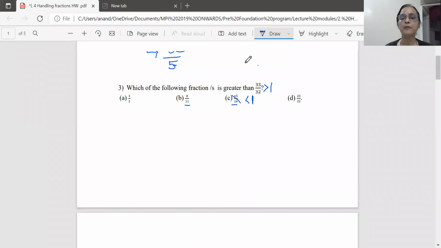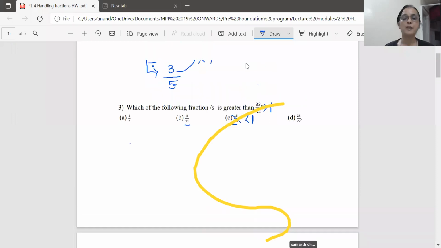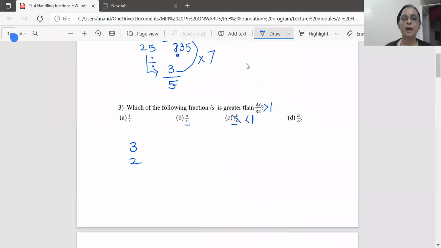Now, if I look at these remaining fractions, 3 upon 2. I write all the three fractions now. 3 upon 2, then 23 upon 22, and 33 upon 32. These are the three fractions that I need to consider now. So 3 upon 2, 23 upon 22, and 33 upon 32.